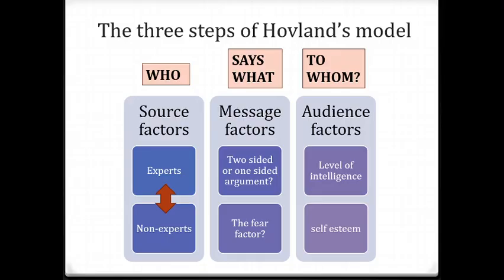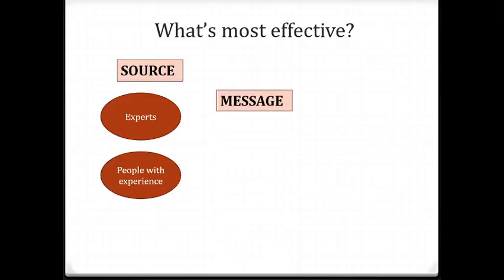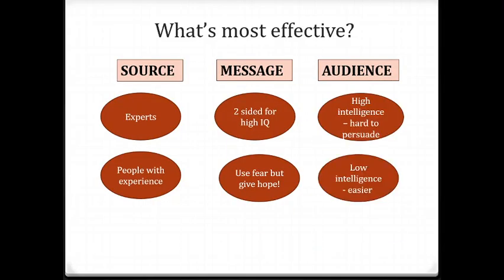And then to whom? Audience factors. So he looked at things like the level of intelligence of the audience and how that interacted with the message that was being given. So for example, the 2-sided versus 1-sided argument. Also self-esteem. So he found that the most effective way of persuading people was if they had a lower intelligence, they were easier to persuade, or if they had a low self-esteem, they were easy to persuade compared to high intelligence, high self-esteem. So that's what he found about how best to persuade people.